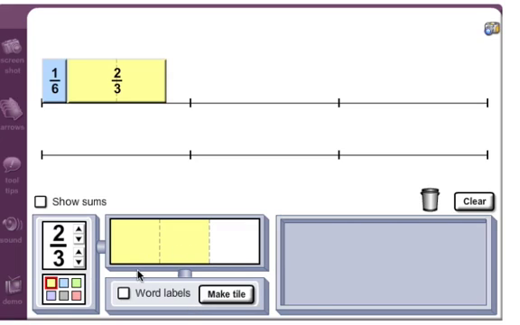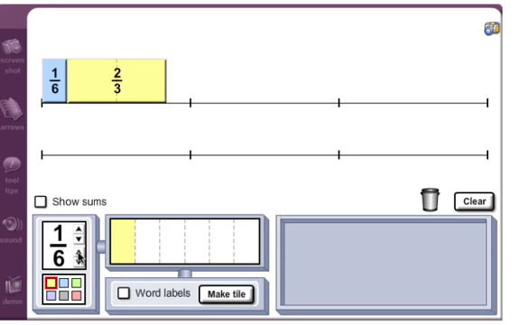And so what we're going to do now is express the 2/3 with the denominator of 6. So we want to know how much is 2/3 equal to if we're going to express it with a denominator of 6. And that's how we're going to compare them.